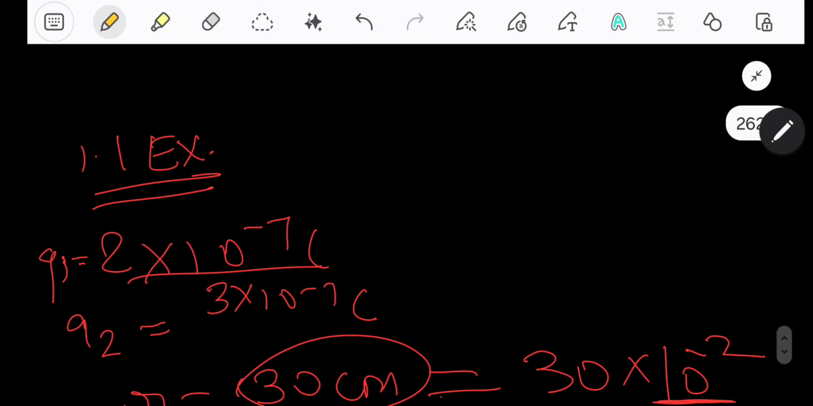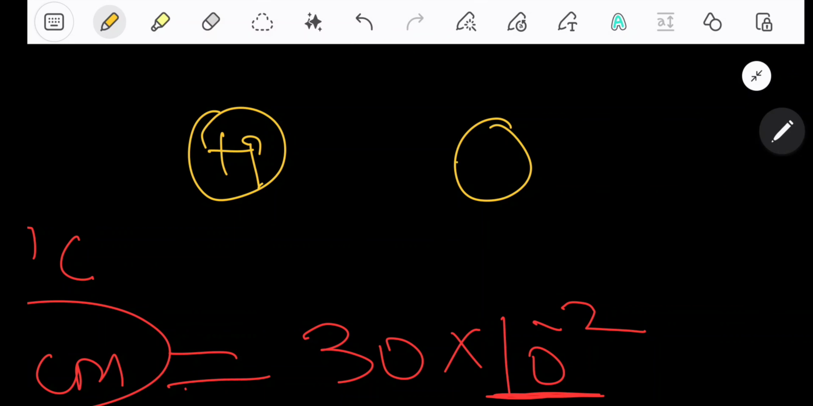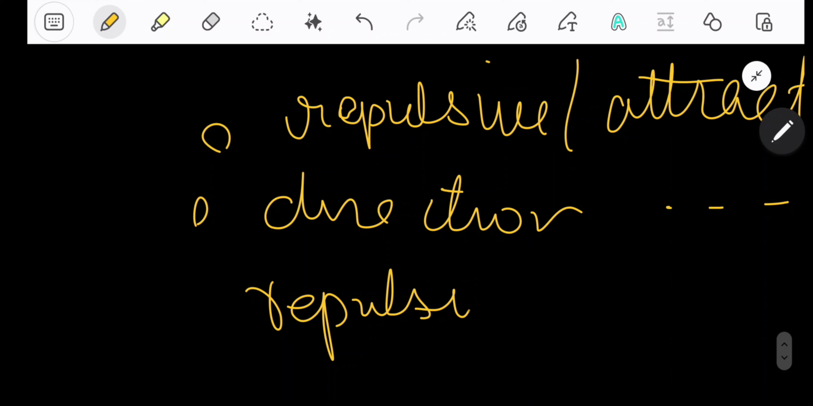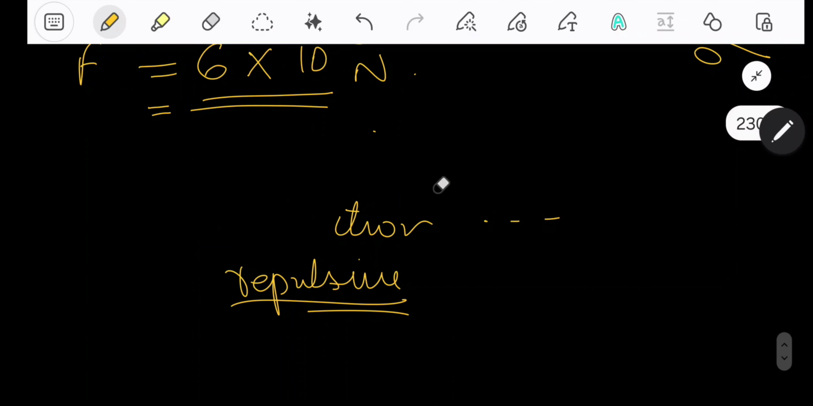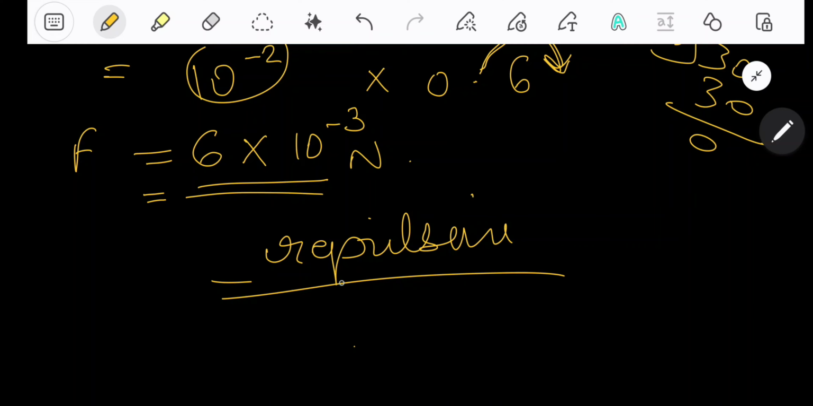So the nature will be, first look at these values, it's plus and this is also plus. So basically it's saying that you have 2 plus charges. That means will it attract or repel? These are like charges, and like charges, as you know, they will repel. So your answer will be repulsive, right? So 6 into 10 raised to minus 3 newtons, repulsive. The nature will be repulsive. So this is your final answer.